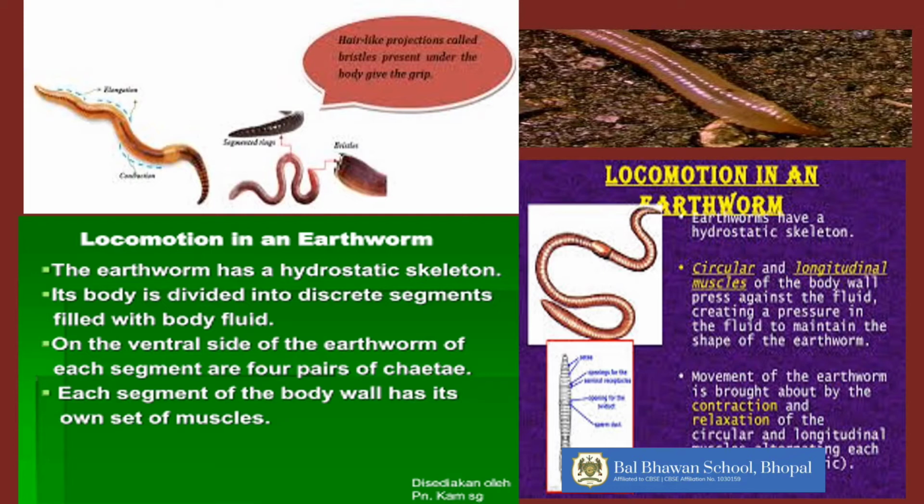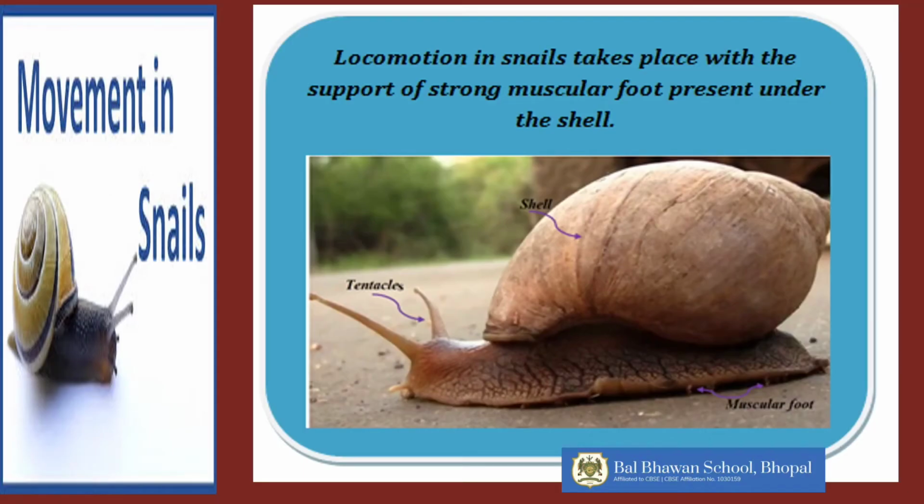For example, if circular muscles are contracting, then longitudinal muscles will be relaxing. And if longitudinal muscles are relaxing, circular muscles would be contracting. So in earthworm, due to this alternate contraction and relaxation, movement occurs. Now let us see in our next slide, how does the movement take place in case of snails?